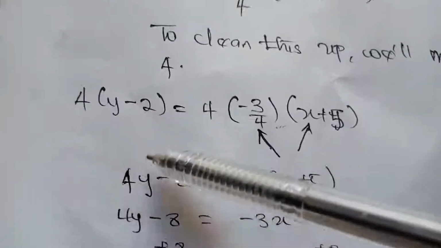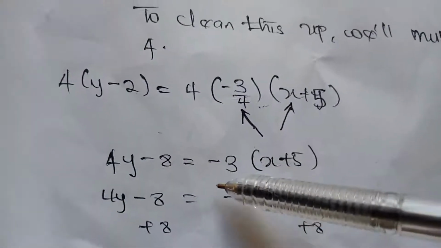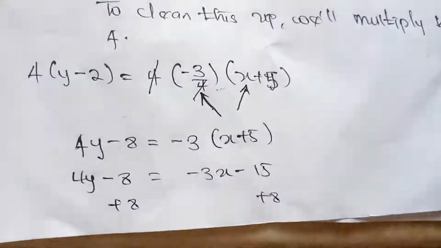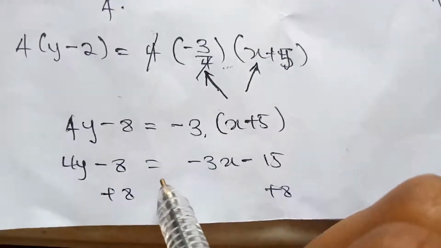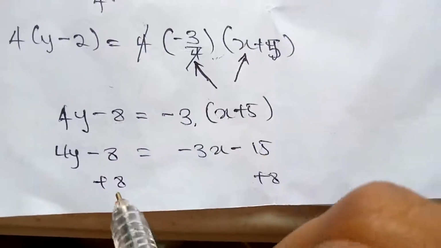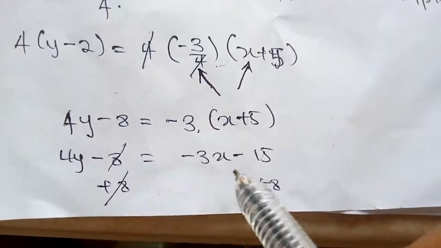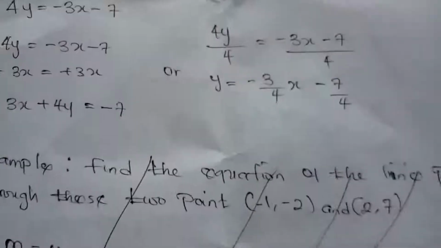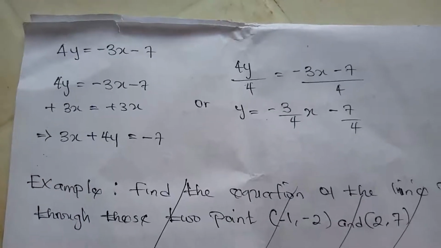Now, 4 times y is 4y. 4 times minus 2 is minus 8. Equals 3 times, now this 4 here cancels out, minus 3 times (x plus 5). So 4y minus 8 equals minus 3x minus 15. Now we add 8 to both sides to remove this 8, and we'll be left with 4y equals minus 3x minus 7.